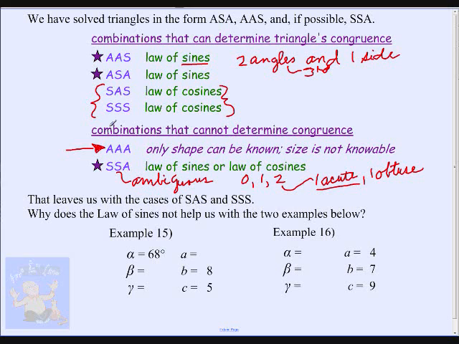So let's look at these 2 cases here, SAS and side, side, side. Let's think about why we can't use the law of sines here. Is there any way I can get a pair? How can I ever establish a ratio? And this one, give it up. There's no way. We can't get the ratio that we need.